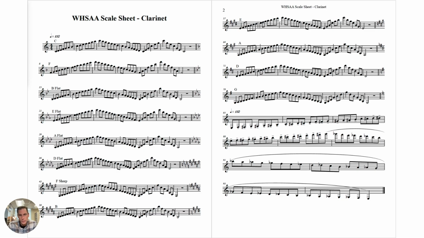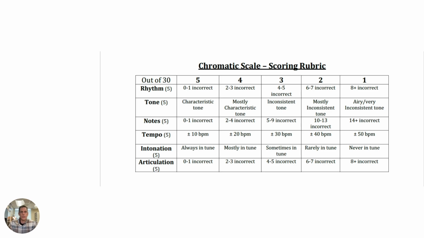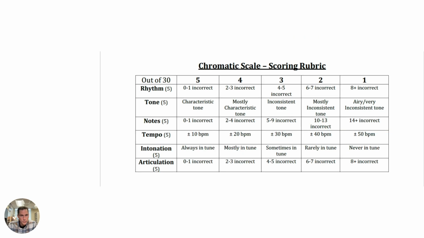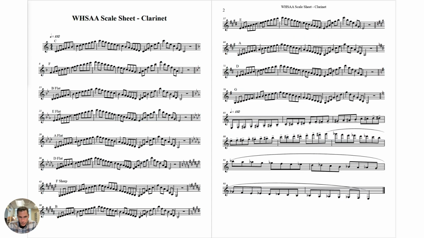But the rubric is its own for the chromatic scale. So make sure that you've got the chromatic scale down. Again, this is something you could be practicing all year round. The tempos are the same. If you compare the rubrics, this is the chromatic scale rubric. This is the regular scales rubric. Quarter note equals 132. Quarter note equals 132. I believe that's what they have printed on there.